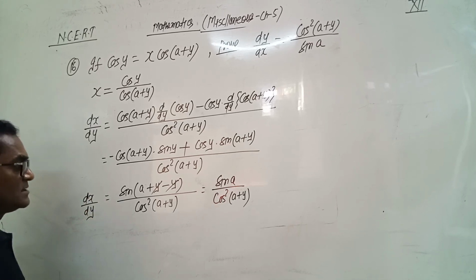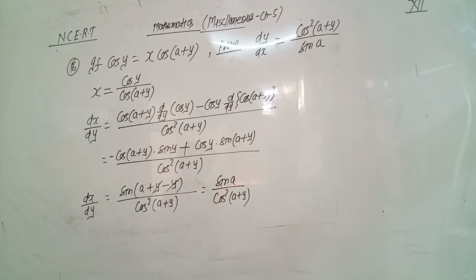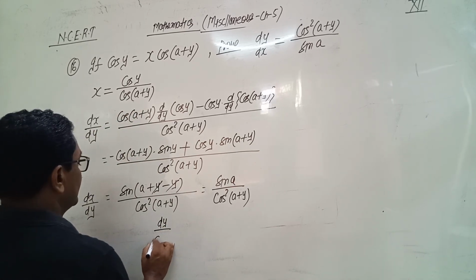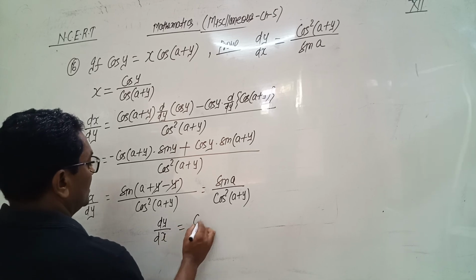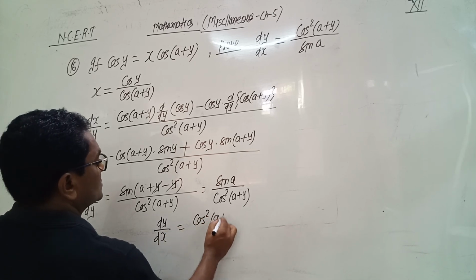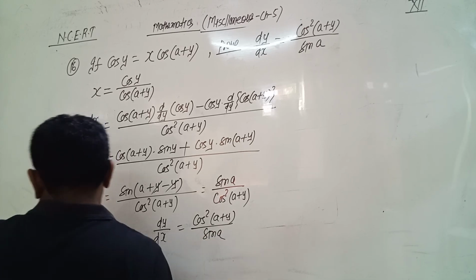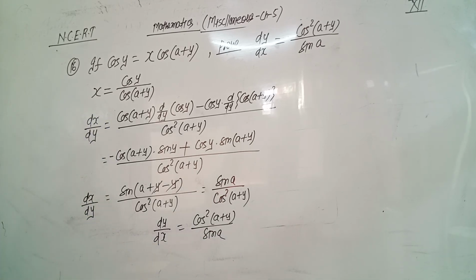We get dx by dy equals sin a upon cos square (a plus y), but we have to find dy by dx, so take the reciprocal on both sides. So we get cos square (a plus y) upon sin a. So this is the value of dy by dx which we have calculated.